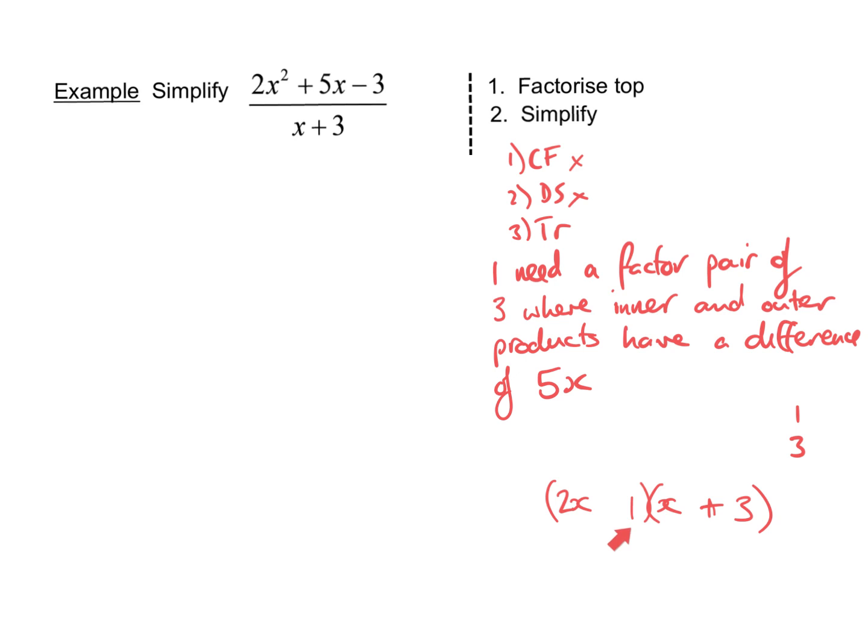And I'm going to take away 1x from that, so it's going to be minus 1 times x. And that's it, fully factorised. So we're going to just put it up here now. We've done our bit of working at the side. So 2x minus 1 and x plus 3.